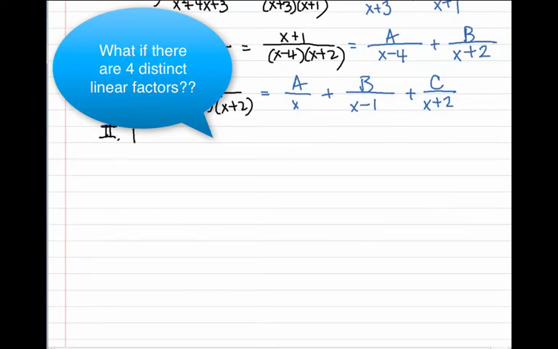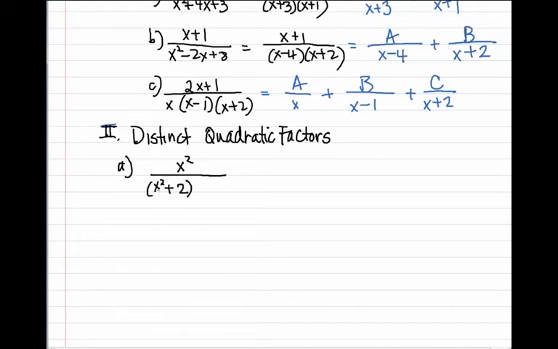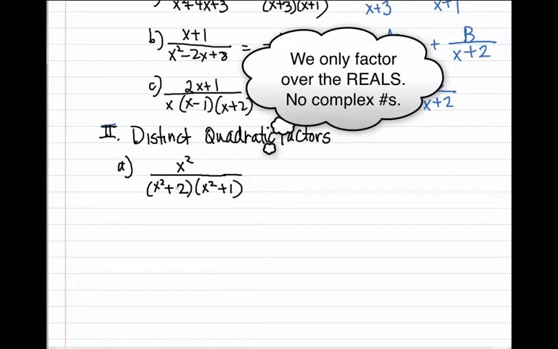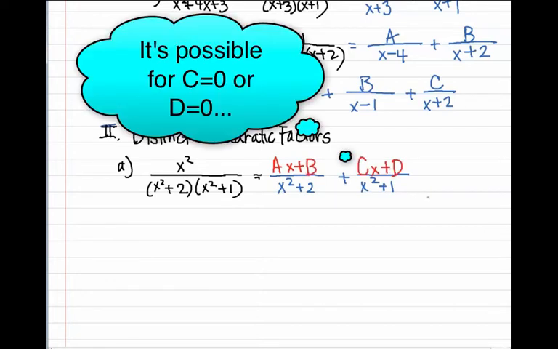Okay, now I want you to see what happens when you have something other than a linear factor. It's possible to have distinct quadratic factors. So an example of that would be if we had, let's say, x squared over x squared plus 2 and x squared plus 1. If you notice, those cannot be factored anymore. So these are distinct quadratic factors. So we're going to have two fractions, x squared plus 2 and x squared plus 1. And in their numerators, we're going to have a linear factor, ax plus b and cx plus d. Now, the degree of the top is always one less than the degree on the bottom.